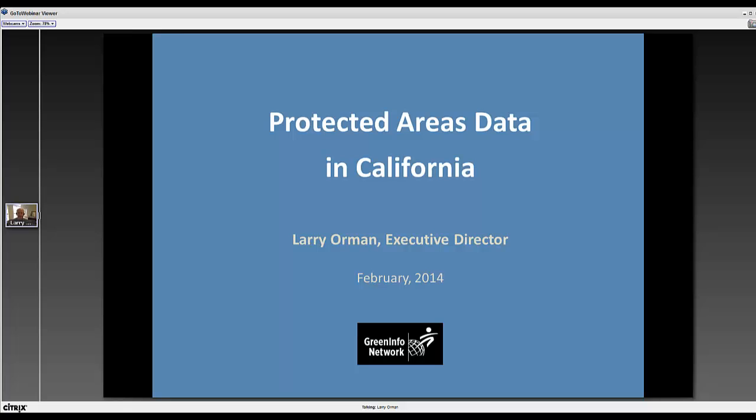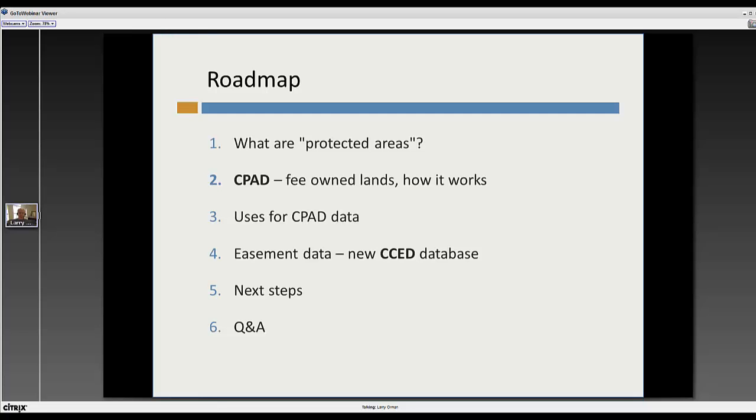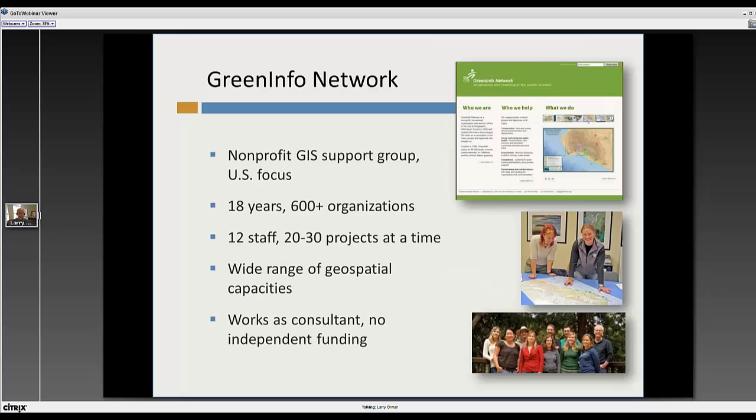As I said, I'm going to cover this topic at the conference in more detail, but I do want to go through it. I want to talk about both the CPAD data, which I'll describe in a second, the fee-owned lands, as well as our new easement data set. I did mention GreenInfo Network, the nonprofit. We work for lots of other public interest groups and public agencies, a lot of it in California, but a lot of it all over the U.S.